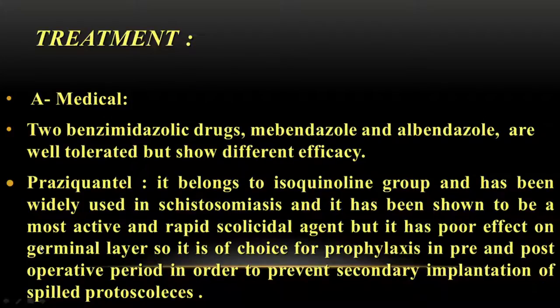Treatment: medical treatment with benzimidazole drugs like mebendazole or albendazole are well tolerated, but they show different efficacy. Praziquantel belongs to the isoquinoline group and has been widely used in schistosomiasis, and it has been shown to be a more active and rapid scolicidal agent compared to albendazole. But it has poor effect on the germinal layer, so it is the choice for prophylaxis in the pre- and post-operative period in order to prevent secondary implantation of the spilled daughter cysts or protoscolices.